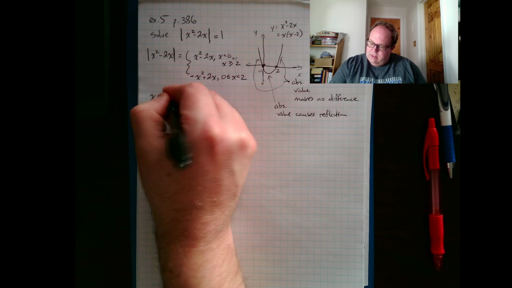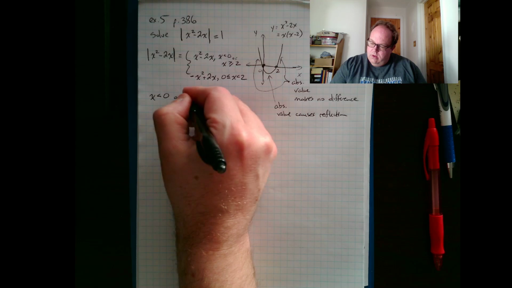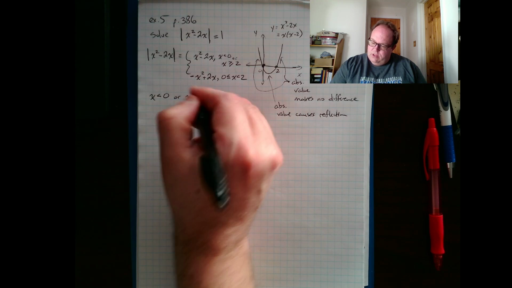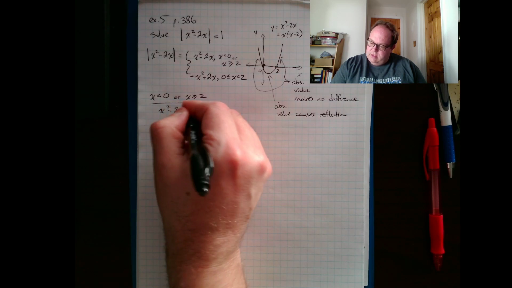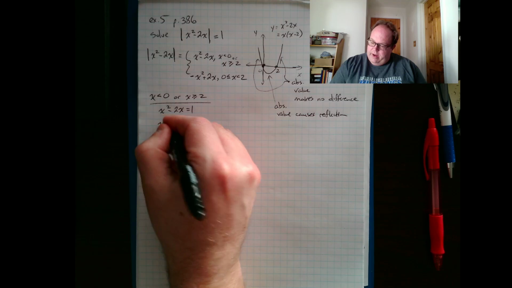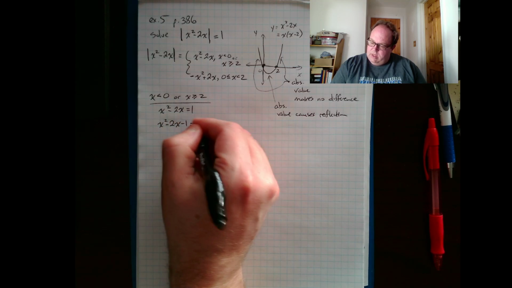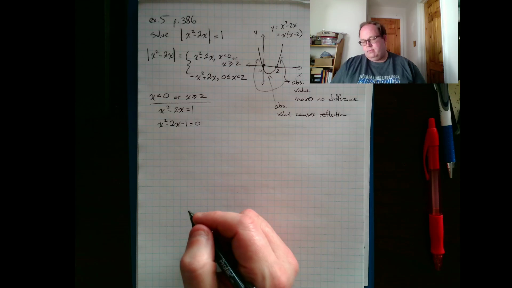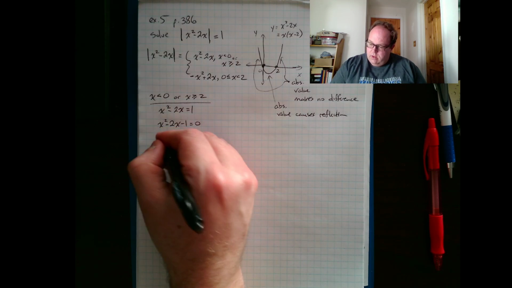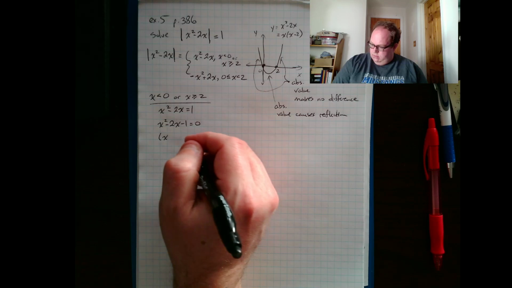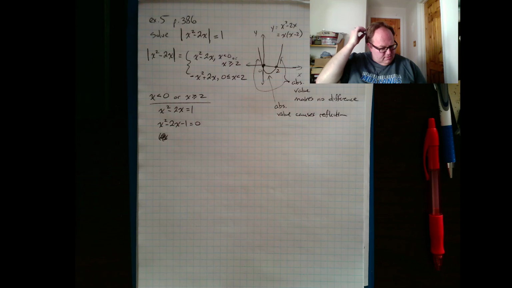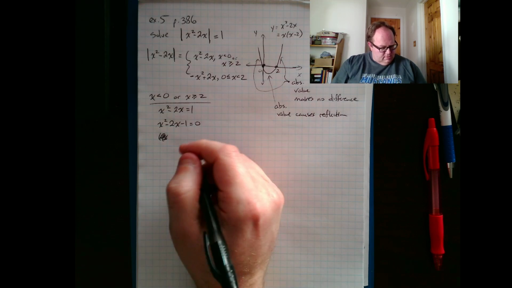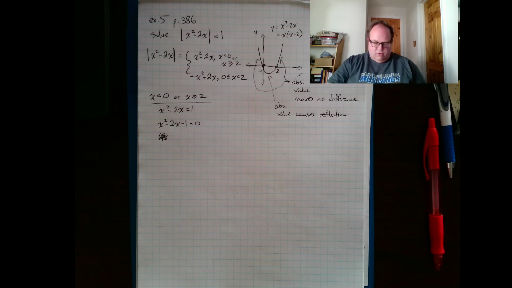For x less than 0, or x greater than or equal to 2, I'm solving x squared minus 2x equals 1. Or x squared minus 2x minus 1 equals 0. I'm not sure if this is a nice solution or not. I think I have to go through the quadratic formula.